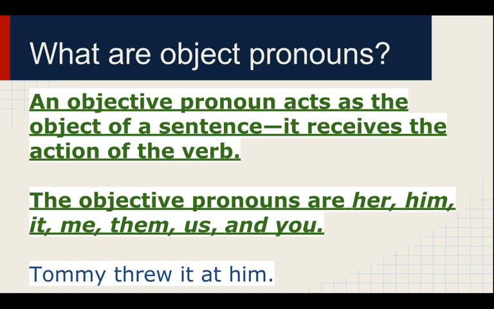Object pronouns act as the object of a sentence. It receives the action of the verb. The objective pronouns are her, him, it, me, them, us, and you. Tommy threw it at him. It and him are objective pronouns. It is receiving the action of the throwing. So Tommy is throwing it at him. He, him, is receiving it. So these two are objective pronouns.